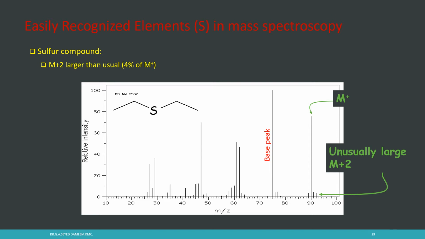So far we have seen three compounds, one compound containing bromine, another compound containing chlorine, and another compound containing sulfur. Only for these compounds is the isotopic m plus 2 peak intensity high. For other compounds containing other elements except bromine, chlorine, sulfur, the isotopic intensities are very low.